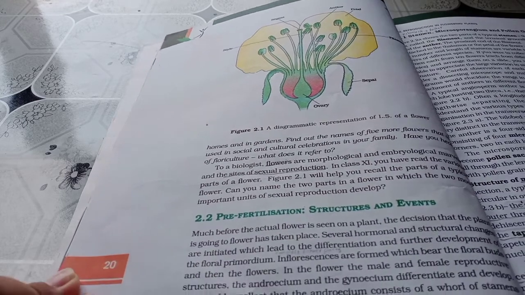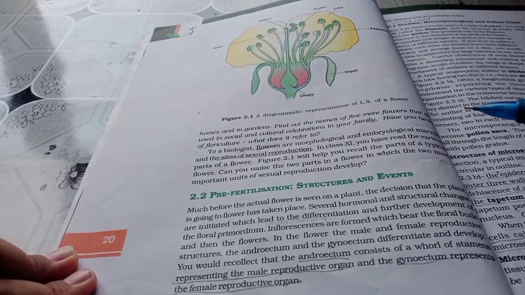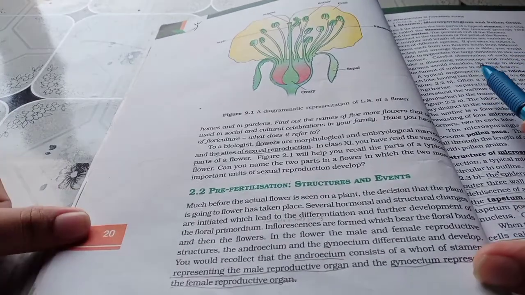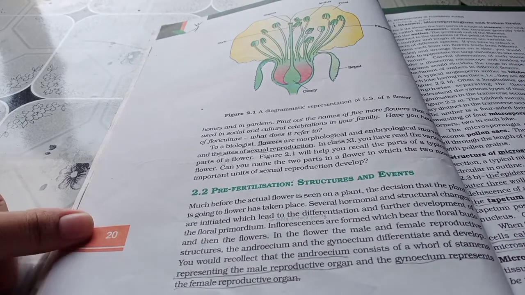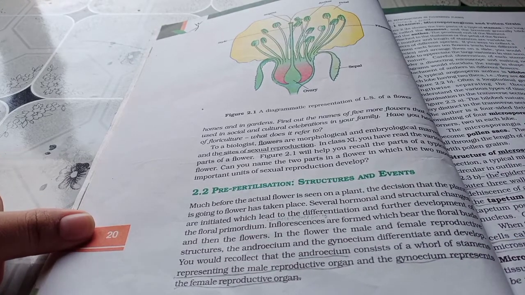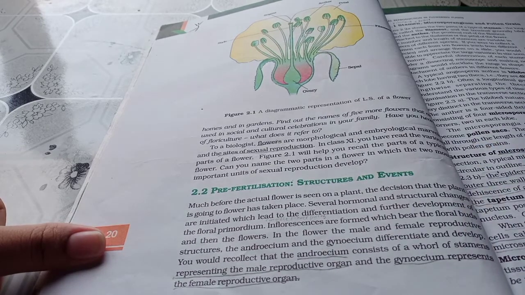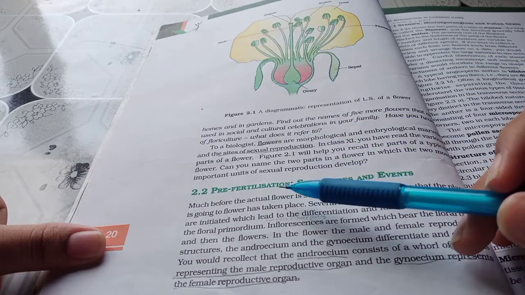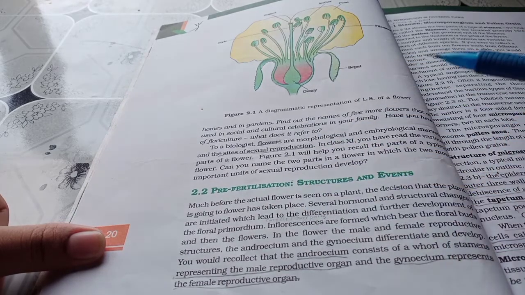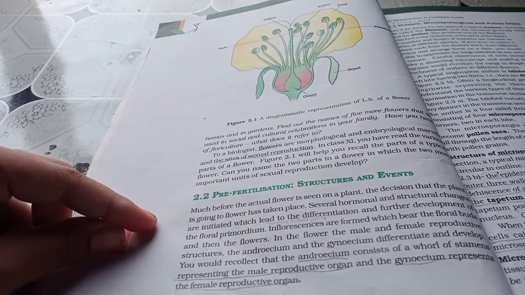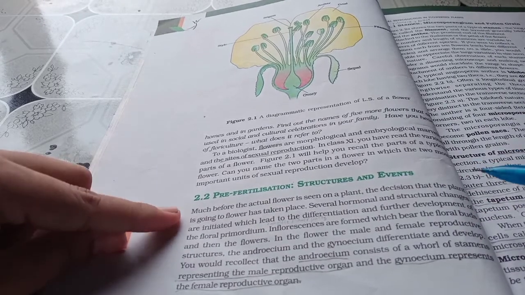So next we'll go to 2.2, that is pre-fertilization structures and events. So what do we mean by fertilization? Fertilization means the fusion of male and female gametes to form a zygote, right? So before the fusion of male and female gametes, what happens is called pre-fertilization. So let's just go through it and study.